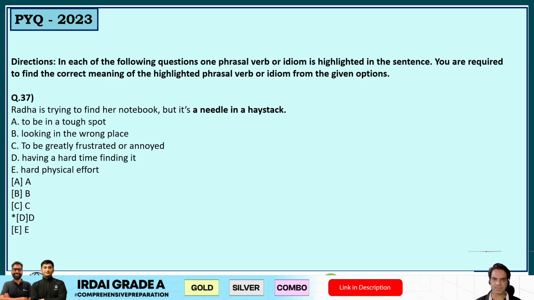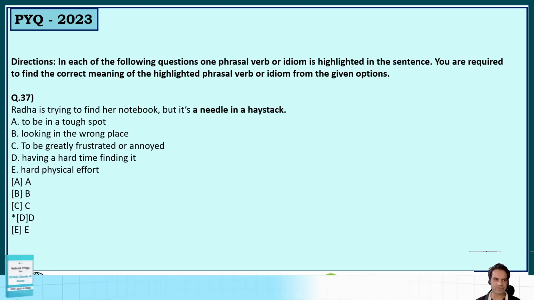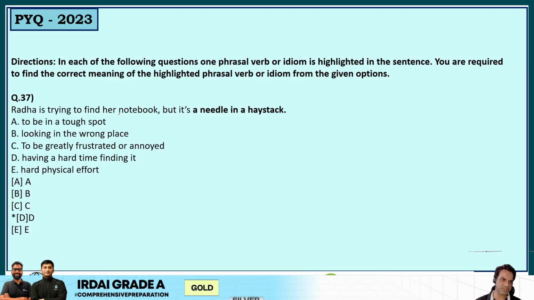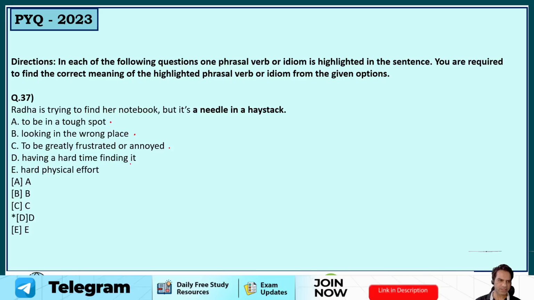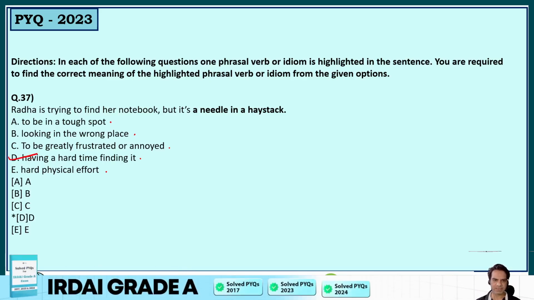You are given one phrasal verb or idiom in the highlighted sentences, and you are required to find the correct meaning of the idiom. Radha is trying to find her notebook, but it is a needle in a haystack. When you have very little probability of finding something, you are doing an arduous task. Having a hard time finding something is to find a needle in a haystack, right? So option D is your correct answer.